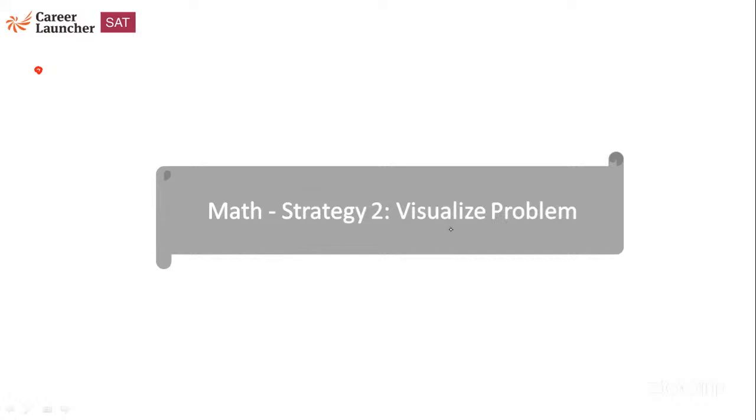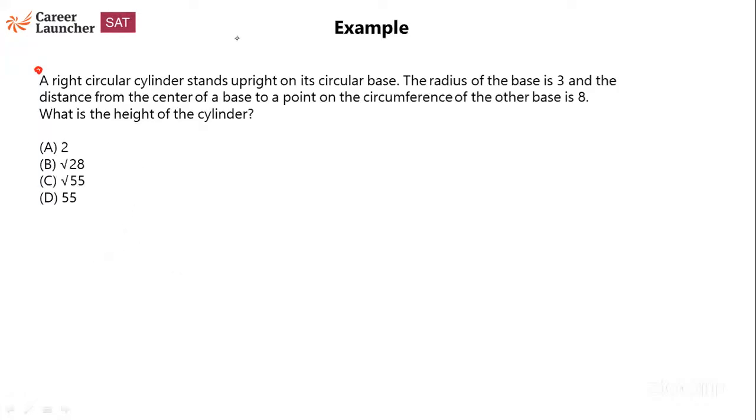Now start visualizing. The moment the question comes, visualize with pen and paper. Convert English to maths. A right circular cylinder stands upright on its circular base. The first sentence gives this information: the radius of the base is 3.